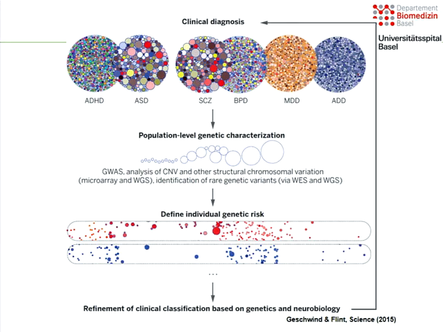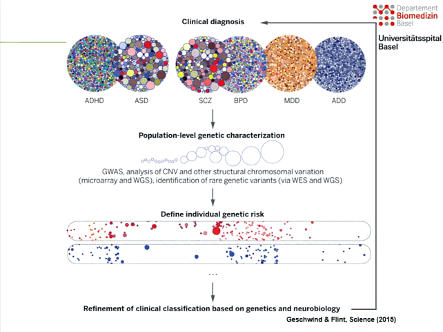And what you can do, for example, is define the individual genetic risk now with the genetic data that we have in an individual, and try to find out what's the most likely diagnosis an individual has based on the genetic factors.